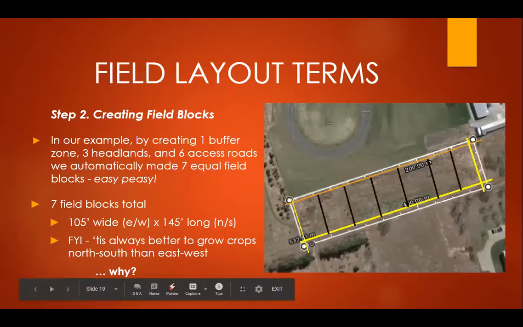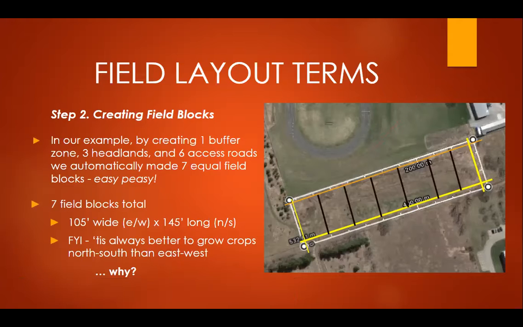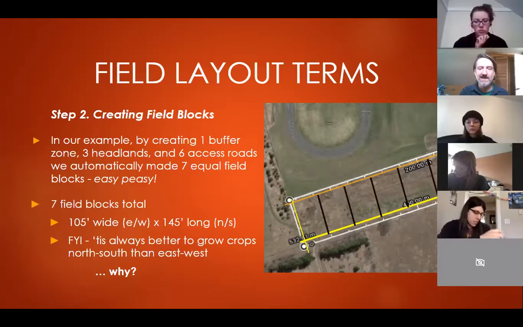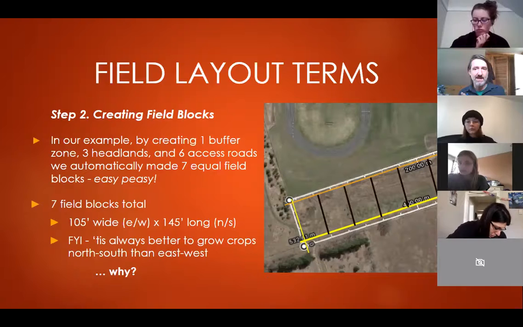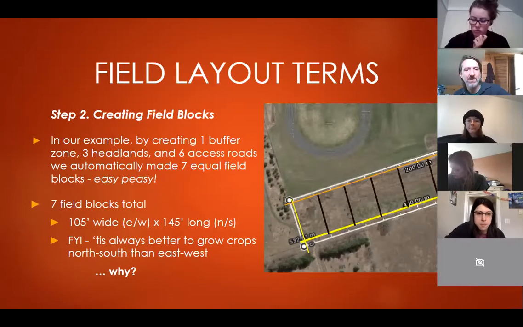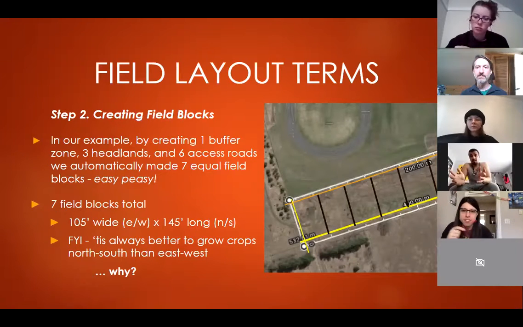Now, I mentioned this yesterday on our farm walk, at least to one group. It's usually better to grow your crops north-south than east-west. Usually, but not always. Does anybody have any idea of why it's better to grow your crops north-south as opposed to east-west? Because when it's north-south, you're going to get constant sunshine. It's going to be the same during the whole period. East to west, it's going to change.